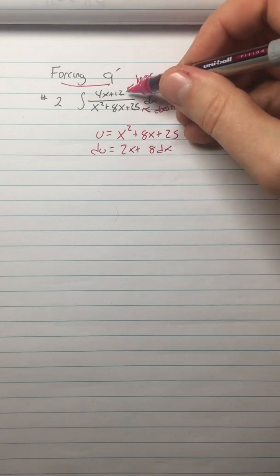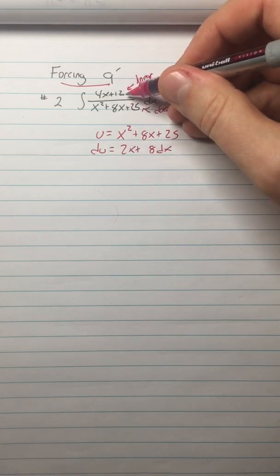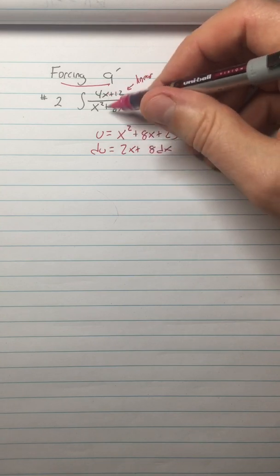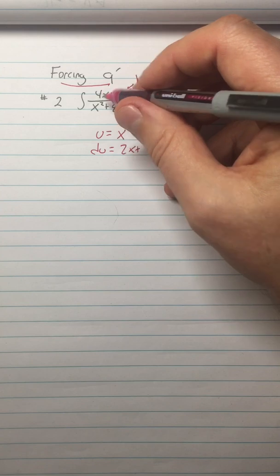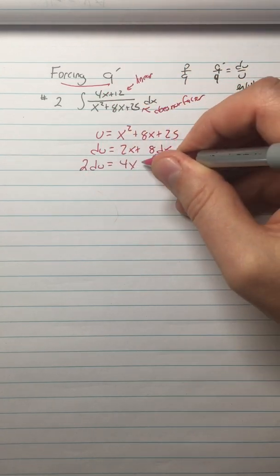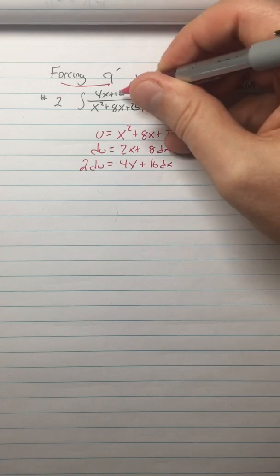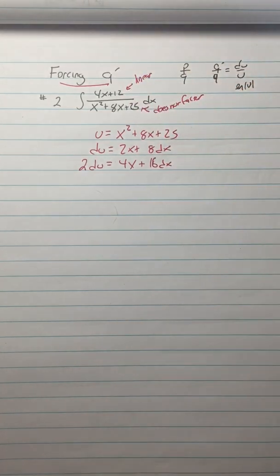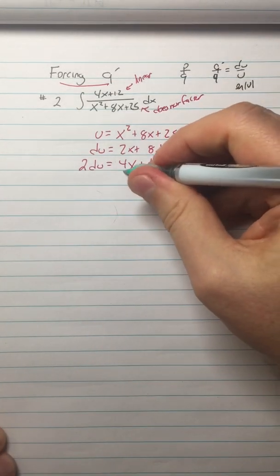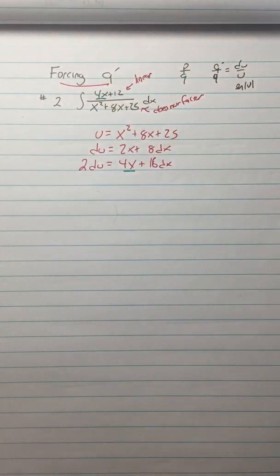So the first thing I should check is, can I just multiply by something and get that? I could do 2x times 2 and get that 4x. So I could go 2 du equals 4x plus 16 dx, but it still doesn't match. But as long as I can get the x to match, I can rewrite the integral so that I do have something that matches.